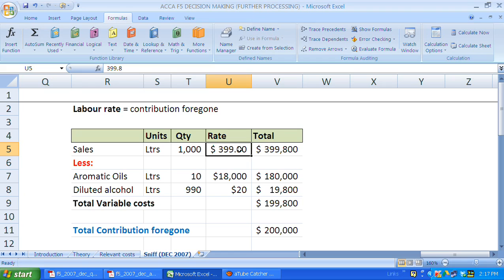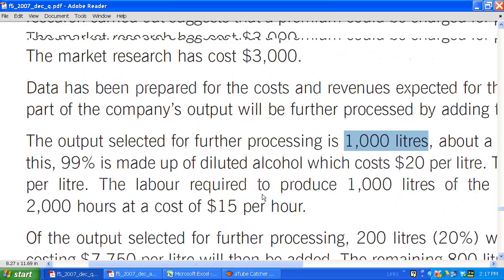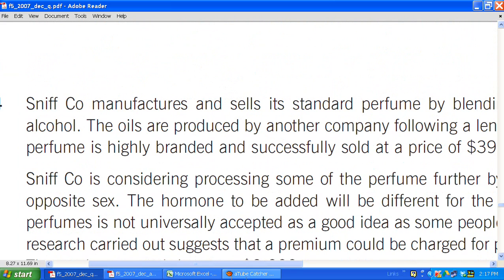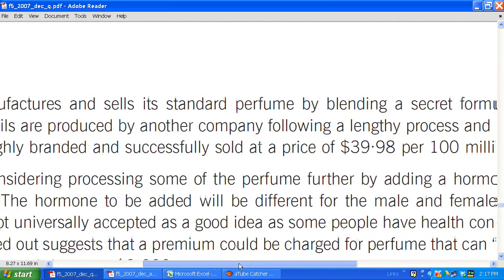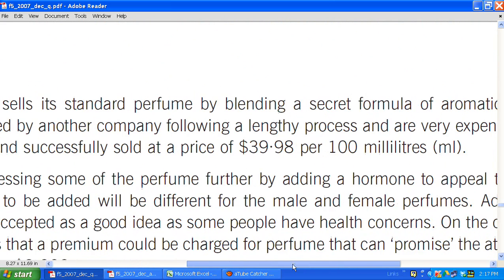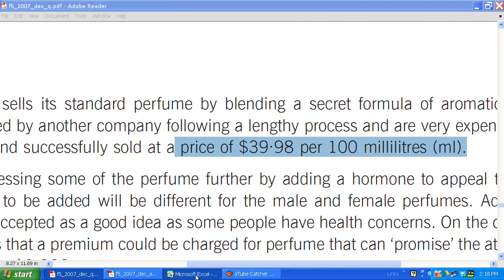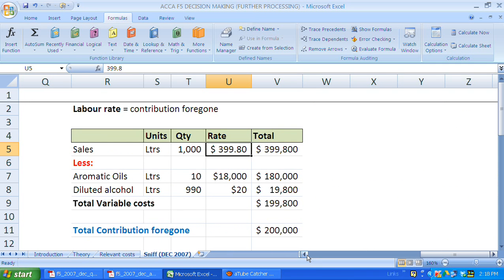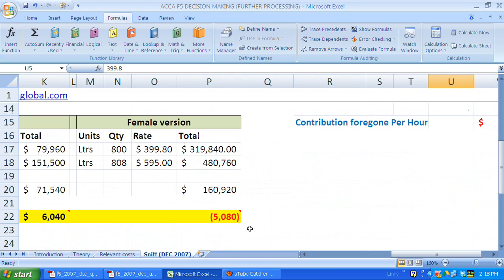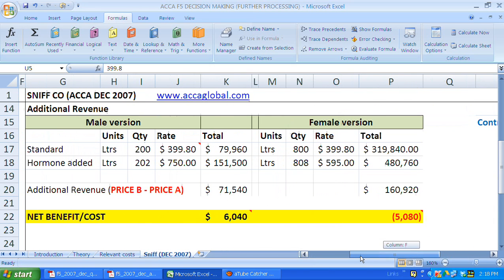So the going rate, the current rate, is 399.80. Where am I getting this figure from? Look at the first paragraph. The current price is 39.98 for 100 milliliters. So there's a simple computation I would like to show you of how I got 399.8.